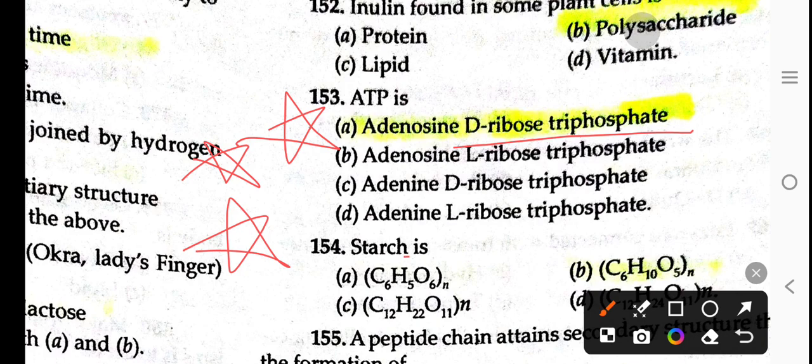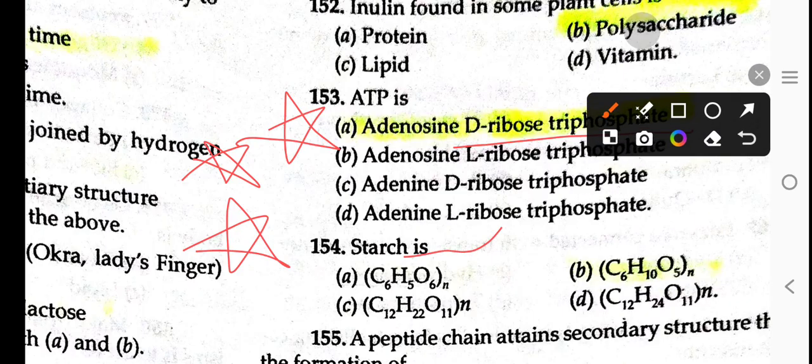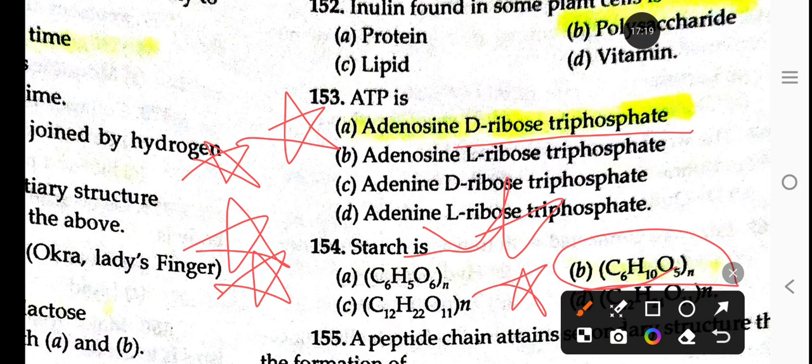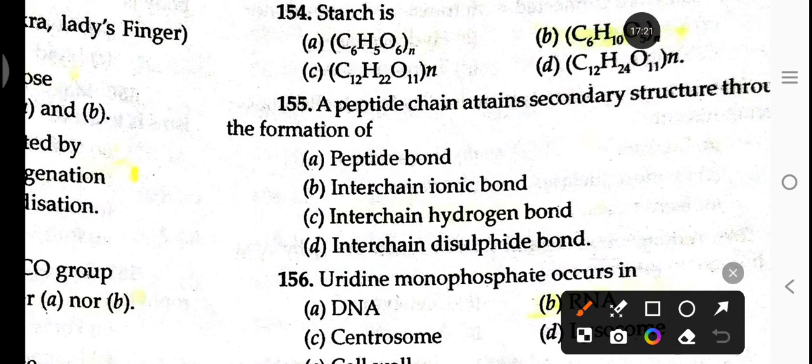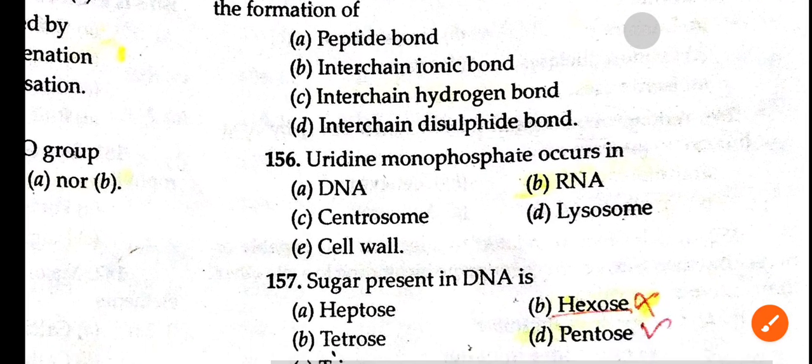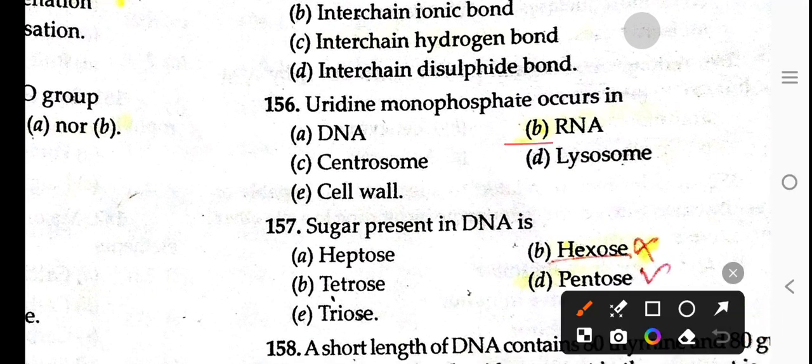Starch is, so it is the general formula of starches, it is C6H10O5, and option number B is the right answer. A peptide chain attains secondary structure through the formation of interchain hydrogen bond. Option number C is the right answer. Uridine monophosphate occurs in, so it occurs in the RNA. Sugar present in DNA is deoxyribose, a pentose type of sugar. Option number D is the right answer.